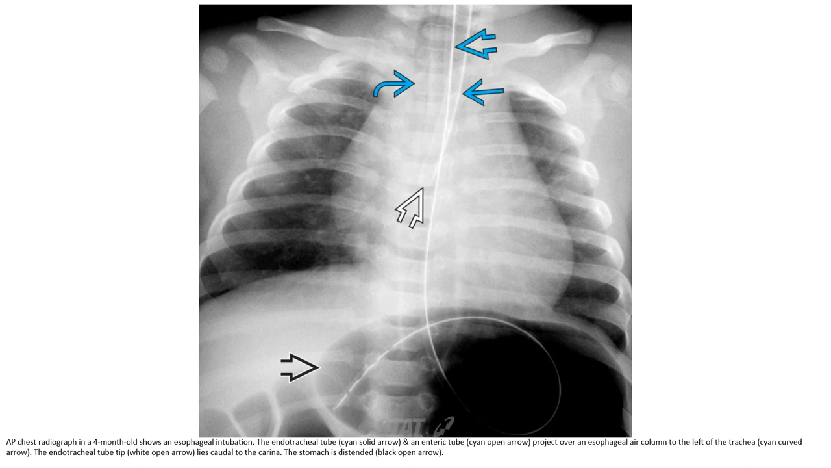A radiograph in a 4 month old shows an esophageal intubation: the endotracheal tube and enteric tube project over the neck, esophageal air column to the left of the trachea. The endotracheal tube tip lies caudal to the carina. The stomach is distended. Thank you.